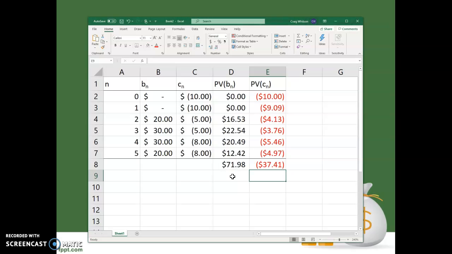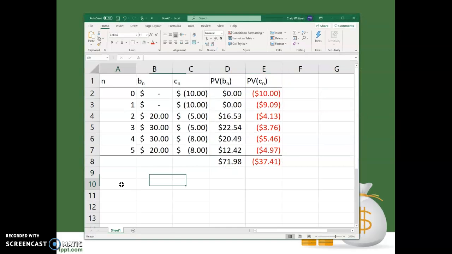So we have a total benefit of this project of $71.98 and a total present worth in terms of the cost of $37.41. So if I want to find my benefit cost ratio, that's just simply going to equal the net present value of all the benefits, divided by the net present value of all of the costs.